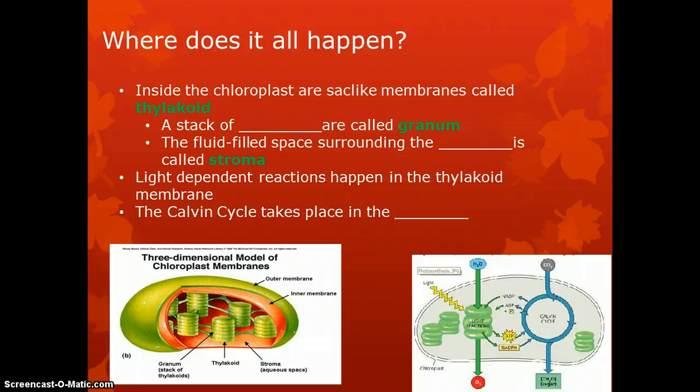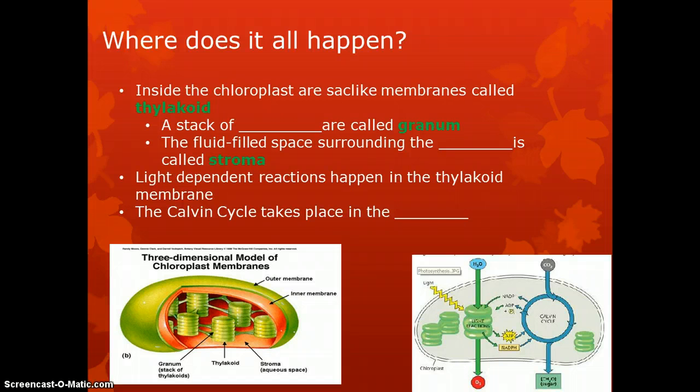So where in the cell does this all happen? If you zoom in on the leaf of a plant, you'll find that it's made of cells, just like all living things are. Each of these cells is made of smaller parts called organelles that each have their own job. Chloroplasts are the cell parts where photosynthesis takes place. If we zoom in further, we'll see inside of a chloroplast are stacks of sac-like membranes called thylakoids.